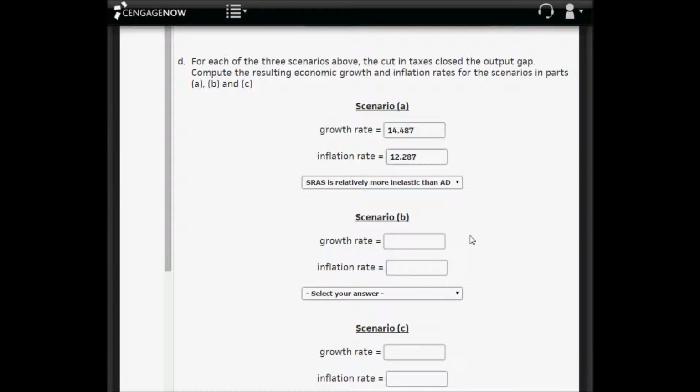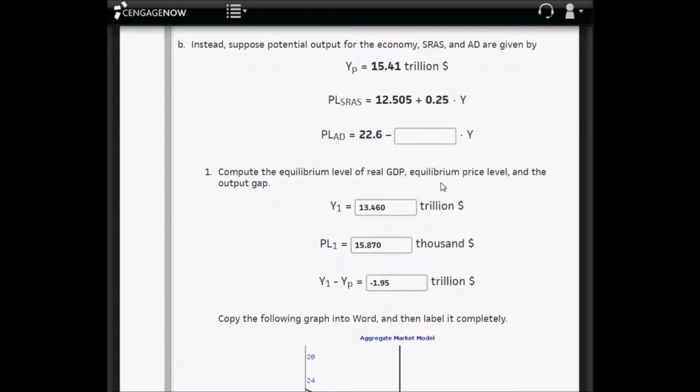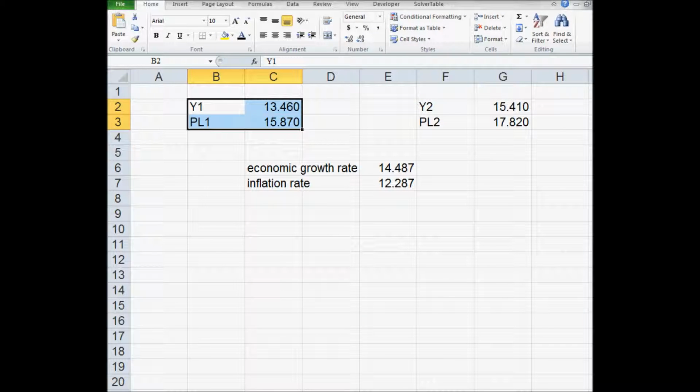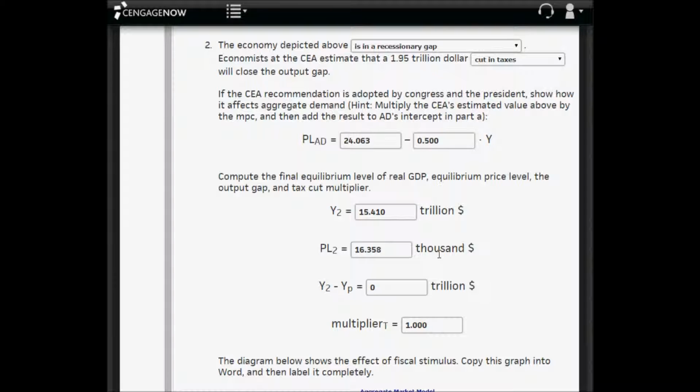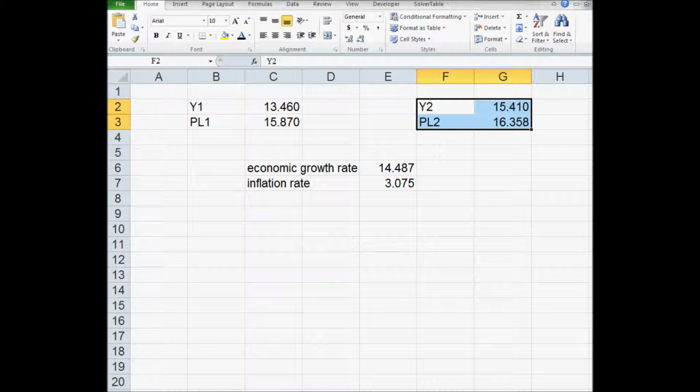In part D, we need to get the growth rate and the inflation rate for scenario B. We also need to choose short-run aggregate supply is relatively more elastic than aggregate demand, because in scenario B, short-run aggregate supply is flatter, or has a smaller slope, than does aggregate demand. The initial equilibrium is right here. I've copied these values into Excel. These numbers represent the initial equilibrium. I've also copied the values of the final equilibrium into Excel. These values represent the final equilibrium.